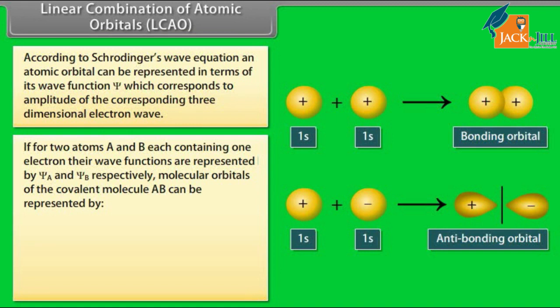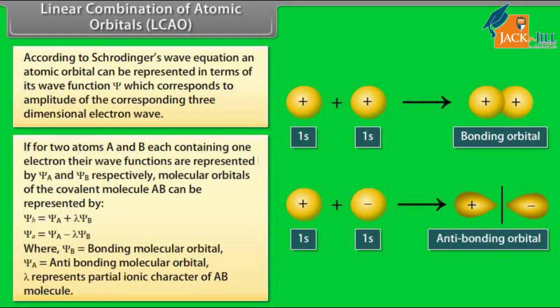Molecular orbitals of the covalent molecule AB can be represented by psi b = psi A + lambda psi B, and psi a = psi A - lambda psi B, where psi b is the bonding molecular orbital and psi a is the anti-bonding molecular orbital. Lambda represents partial ionic character of the AB molecule.